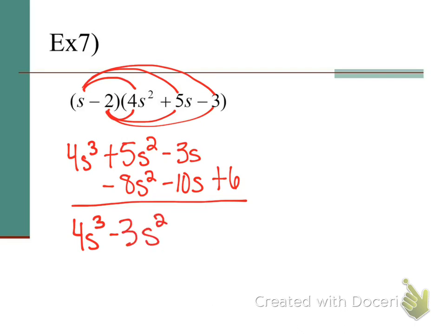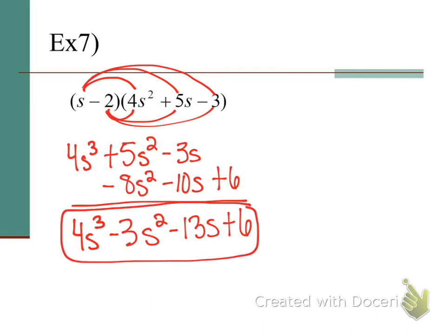Next, I combine a negative 3s with a negative 10s. Negative 13s. Nothing to combine with that plus 6, so it just comes down. And there's our answer. Okay, again, if you don't want to line up your like terms, you don't have to. You can keep writing it all out horizontally. Just helps me to line them up to combine like terms.